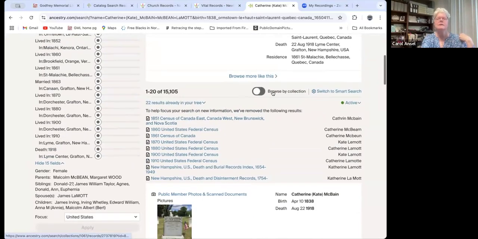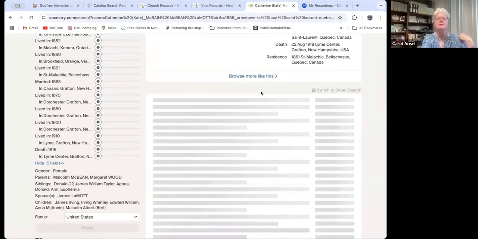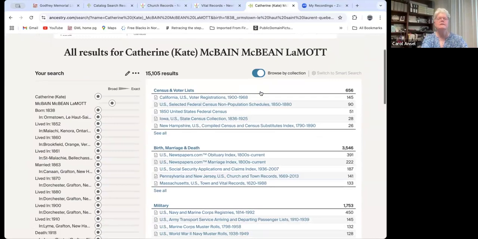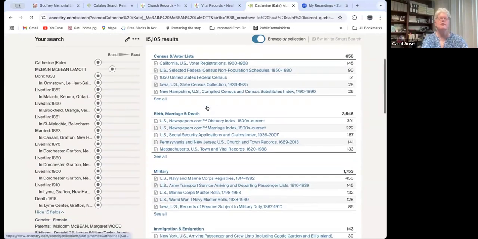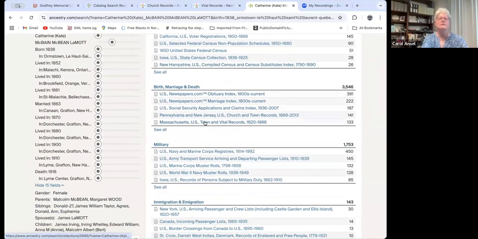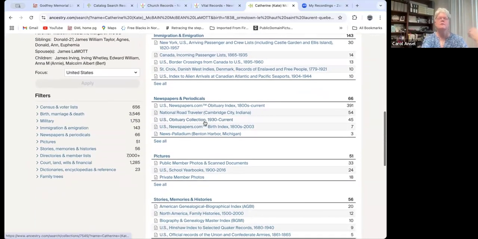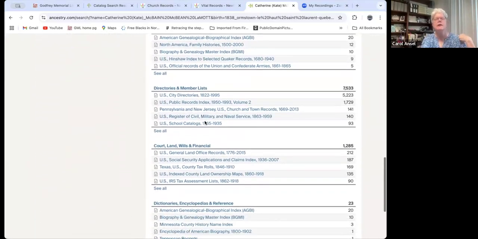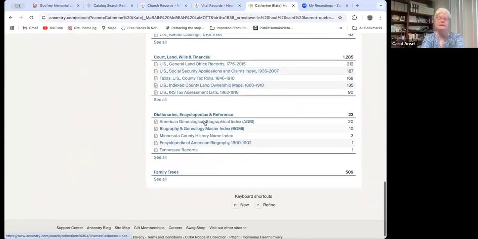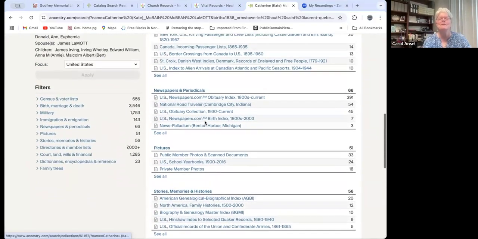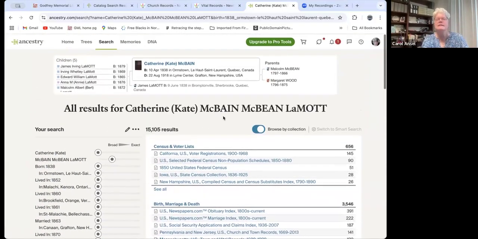Another thing I like to do is browse by collection. That will group things together, so there's all the census and voter stuff together, all the birth, marriage, and death together. It's just a different way of looking at it, but sometimes it's helpful if you're getting hundreds of things, and having them organized like this can help.